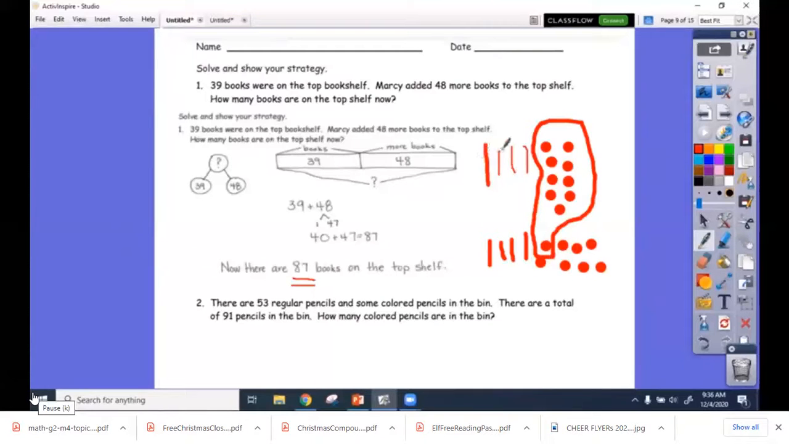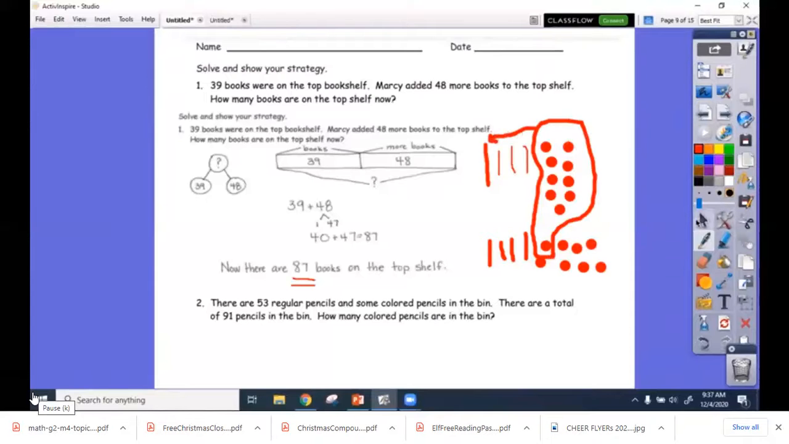So now it'd be 10, 20, 30, 40, 50, 60, 70, 80, 81, 82, 83, 84, 85, 86, 87. Same thing, still 87. But just remember, you made that new 10, and that new 10 just went over here. So no big deal at all.